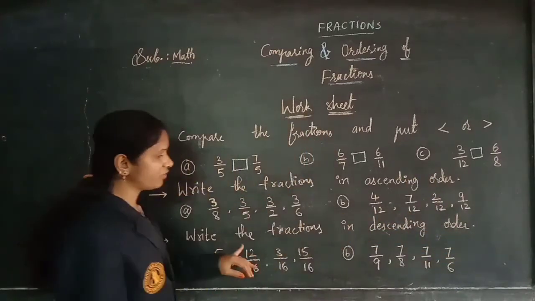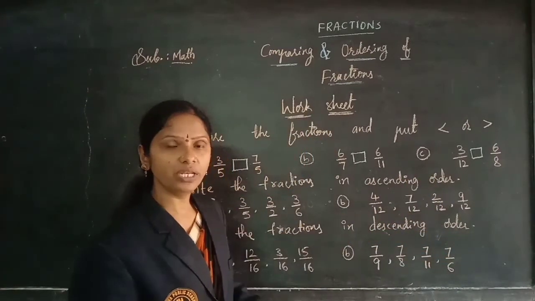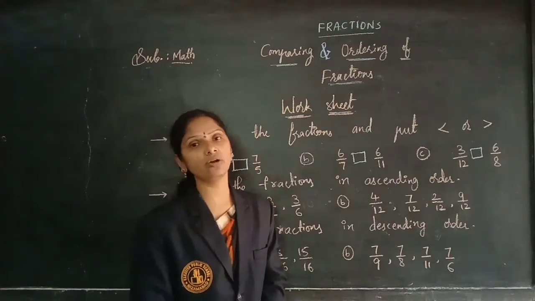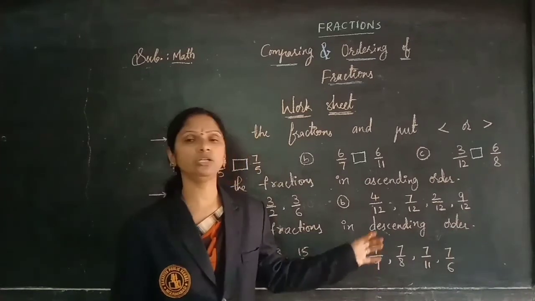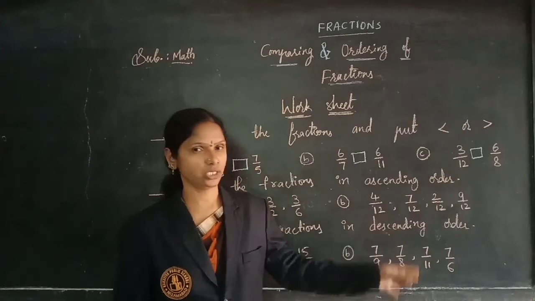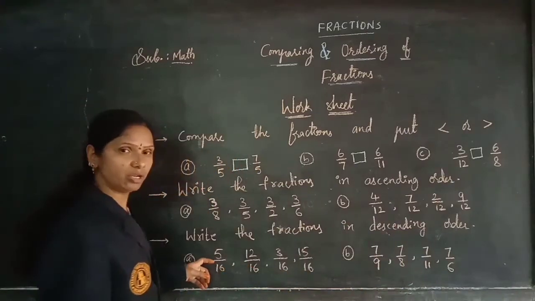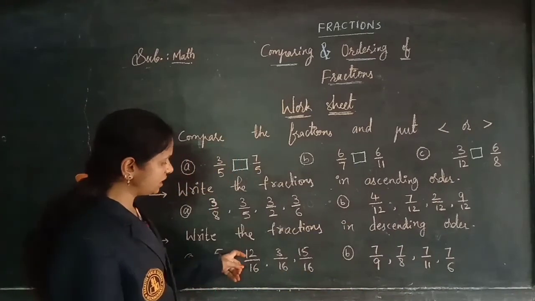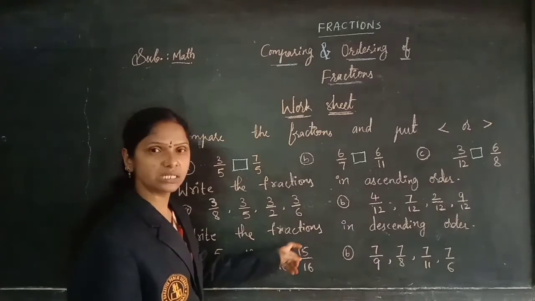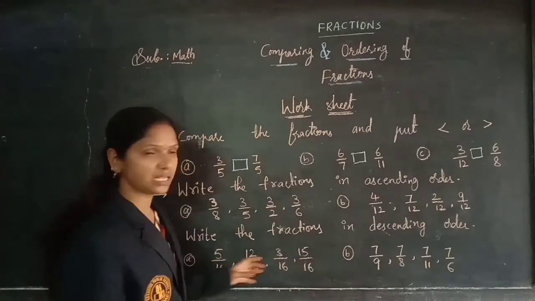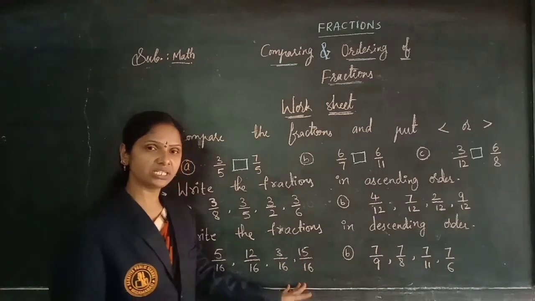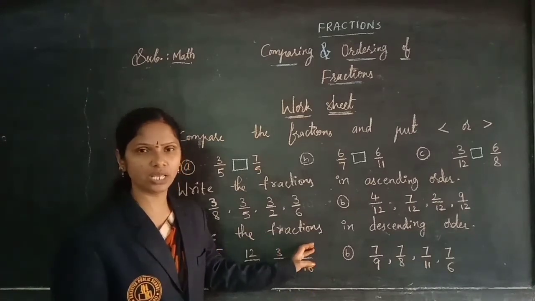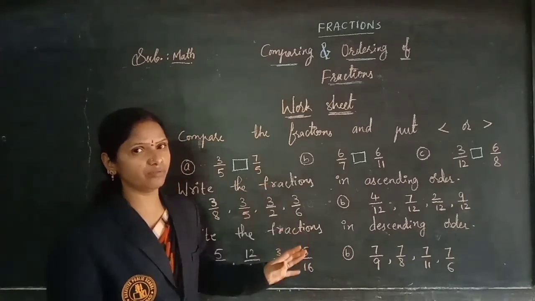And here, write the fractions in descending order. We need to arrange in descending order. Descending order means we arrange the given fractions from bigger fraction to smaller fraction, children. Have a look at these fractions: 5 by 16, 12 by 16, 3 by 16, 15 by 16. These are like fractions, children. Like fractions are the same as usual: you need to take the smaller and bigger values by numerator only.